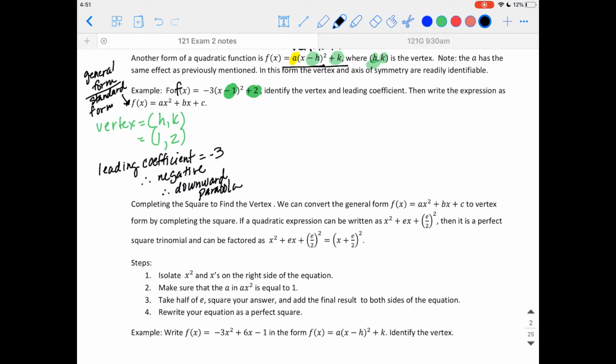Then it says to write the expression as f of x equal to ax squared. So our goal is to have it in the form f of x is equal to ax squared plus bx plus c. And right now it is in this form. So the parentheses have got to go. Let me rewrite the problem that they gave us.